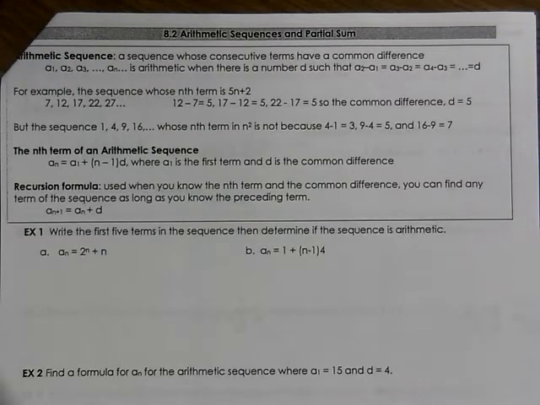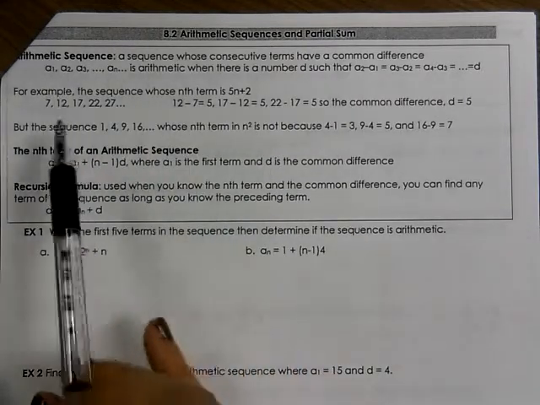Okay, so today we're going to talk about an arithmetic sequence and a partial sum. Today should be easier than the first day because this is a specific type of sequence. The pattern is easier to see, and the rules are easier to follow. An arithmetic sequence is a sequence whose consecutive terms have a common difference.